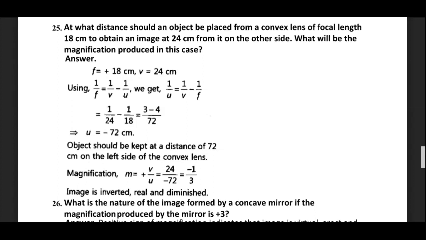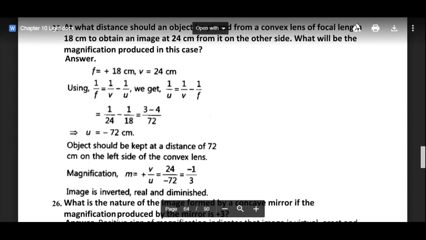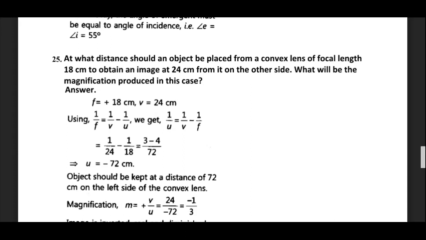At what distance should an object be placed from a convex lens of focal length 18 cm to obtain an image at 24 cm from it on the other side? What will be the magnification produced in this case? F is equal to 18 cm, right? According to the question, V is equal to 24. So you have to calculate the value of U.